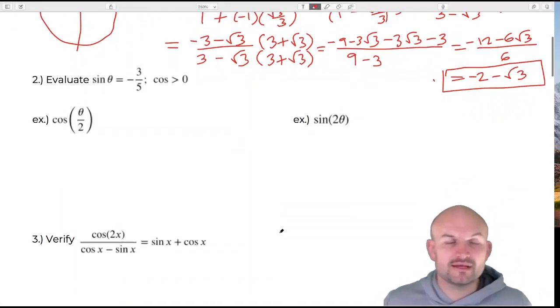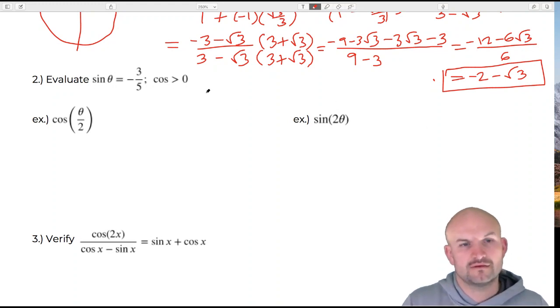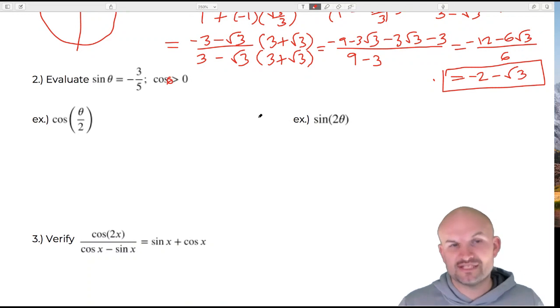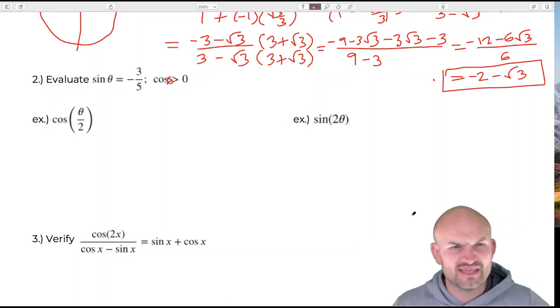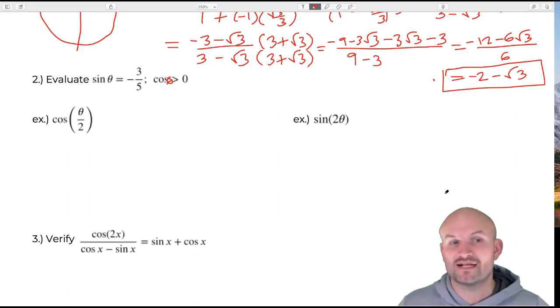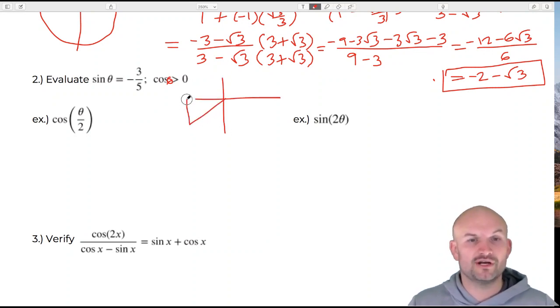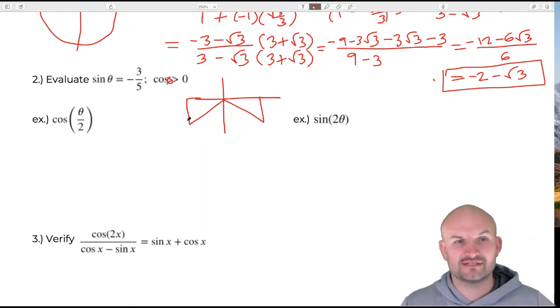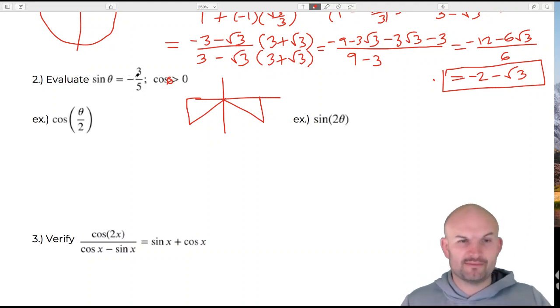For the next example, evaluate the sine of theta equals negative 3/5, where cosine of theta, forgot to fix that, is greater than 0. So in this problem, we needed to create a triangle. And we need to determine not just any triangle, we need to determine a triangle that is in the correct quadrant. So sine is negative. So what that tells me is that the triangle has to be either in the third or the fourth quadrant, right? Because if sine is negative, that means the y-coordinate is negative. So remember it's opposite over hypotenuse. So we know that the hypotenuse is going to be 5. The y-coordinate is going to be a negative 3.